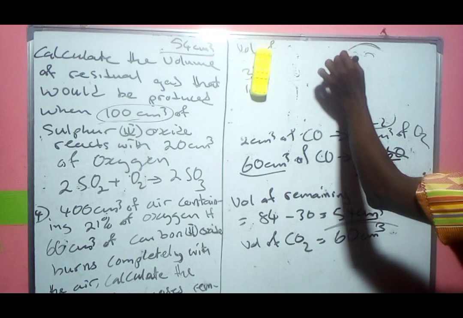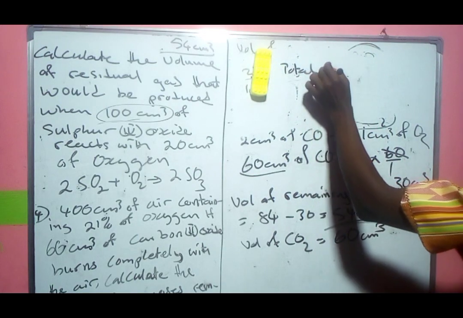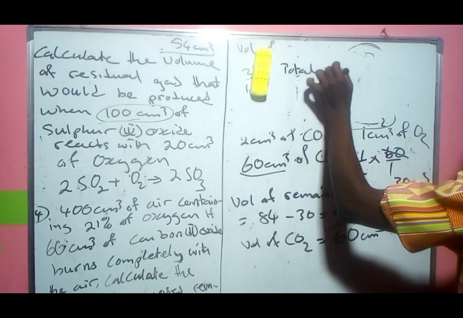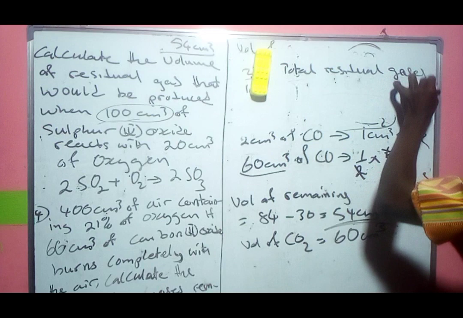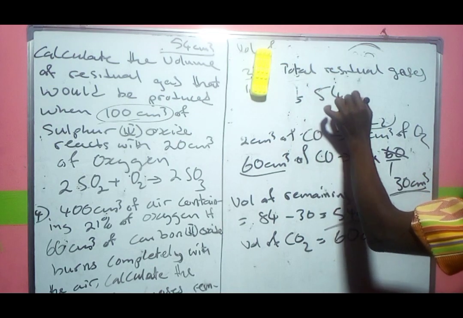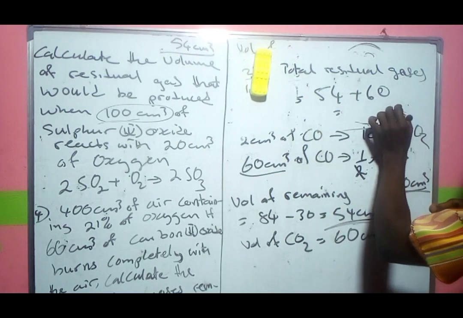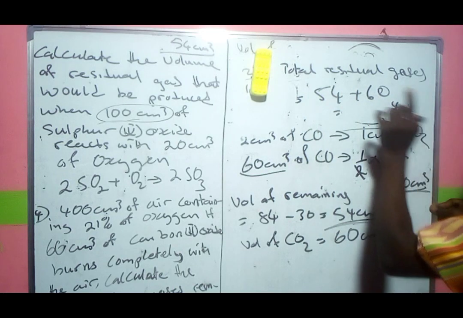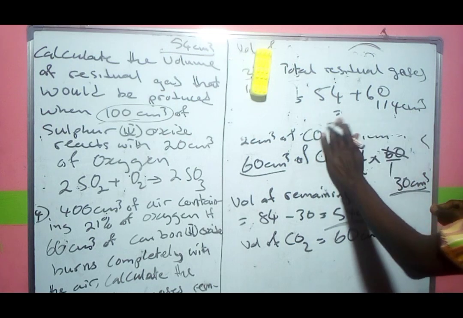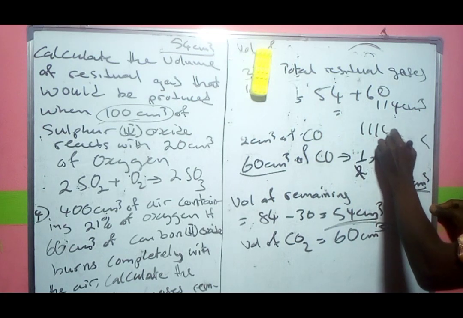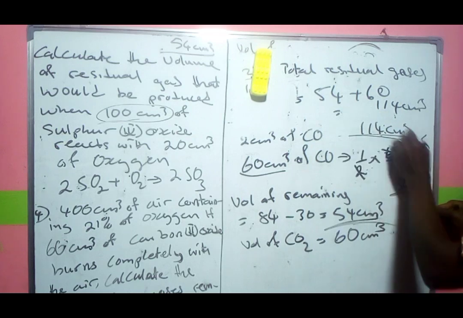Since they are our residual gases, we add them up. The total residual gases will then be 54 plus 60, which gives us 114 cm³. That is what we have here.